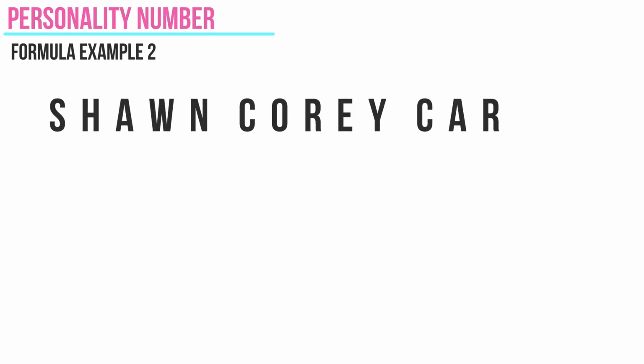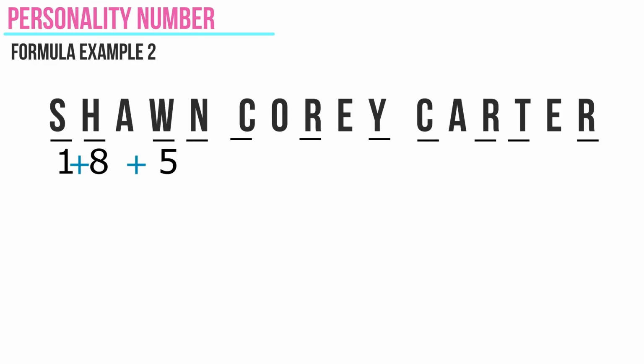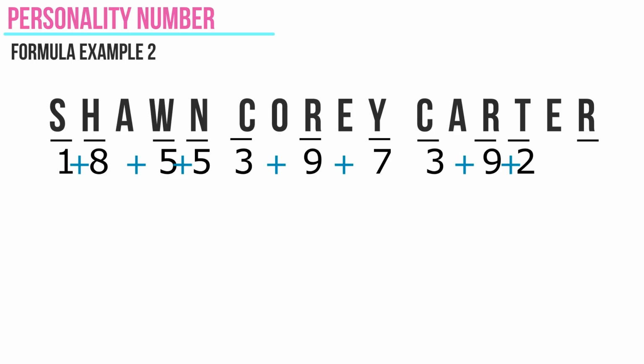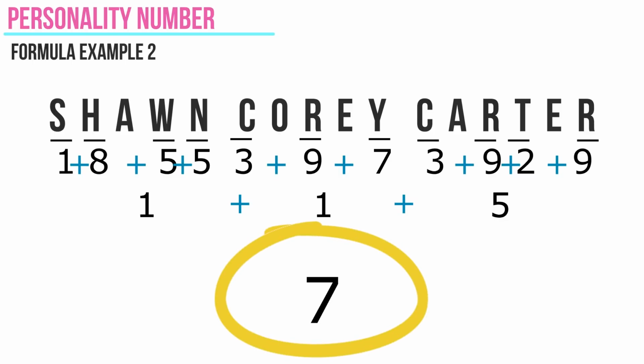And in our second example, we have Sean Corey Carter. So we have S, H, W, N, and in this case Y, C, R, T, R. And that equates to 1 plus 8 plus 5 plus 5, 3 plus 9 plus 7, 3 plus 9 plus 2 plus 9, and that equals 19, 19, and 23. Reduced, that equals 1 plus 1 plus 5, which gives us 7. So his personality number is a 7.